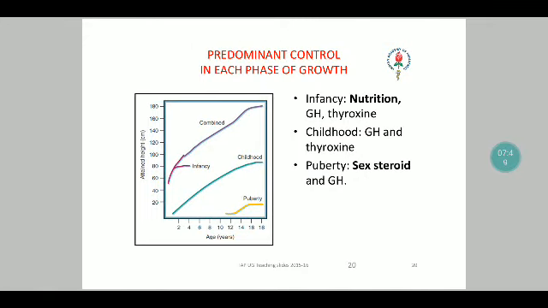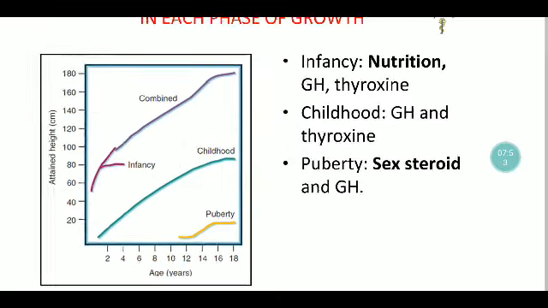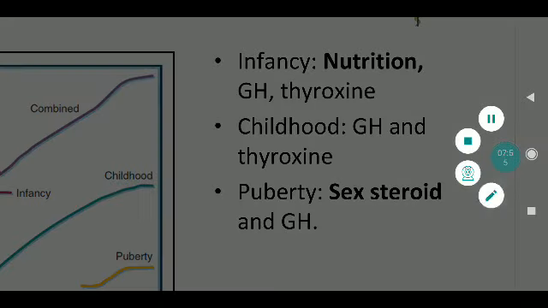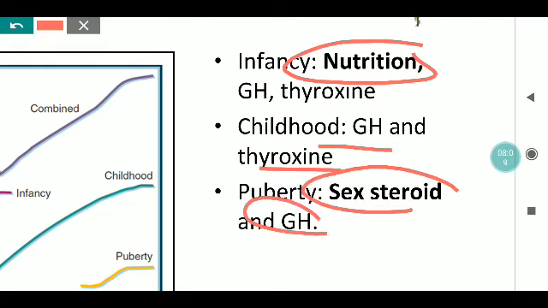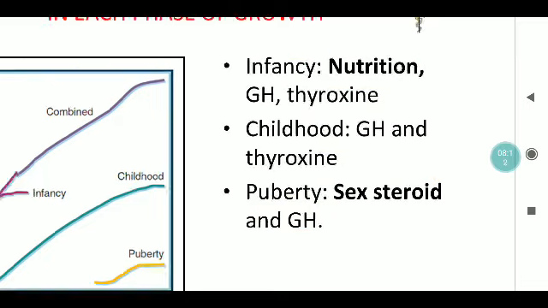If you consider the predominant control in each phase, in infancy it is nutrition, which is why it has been highlighted in the slide. I will highlight it once more: nutrition plays an important role within the first year of life. During childhood, it is the growth hormone and thyroxine which play a vital role in ensuring growth, and during puberty, it is the sex steroids as well as the growth hormone which help in the pubertal growth spurt.